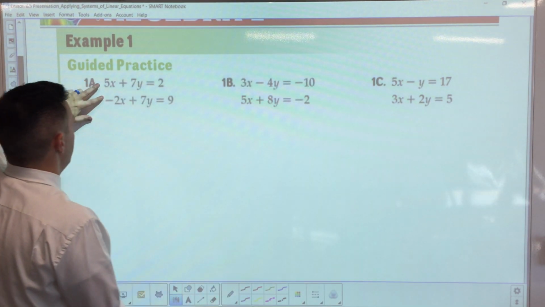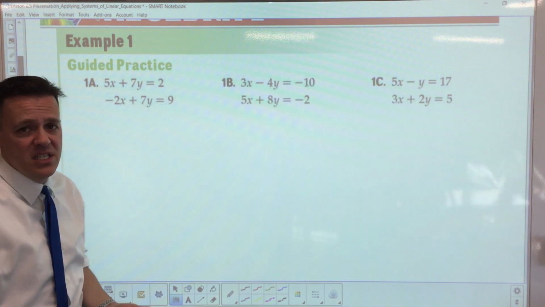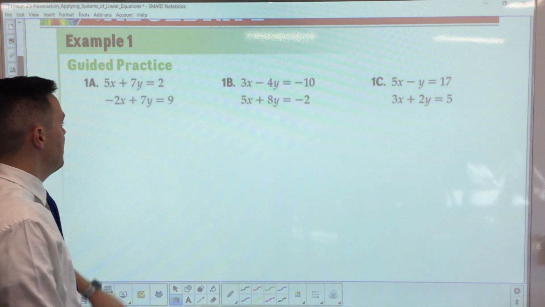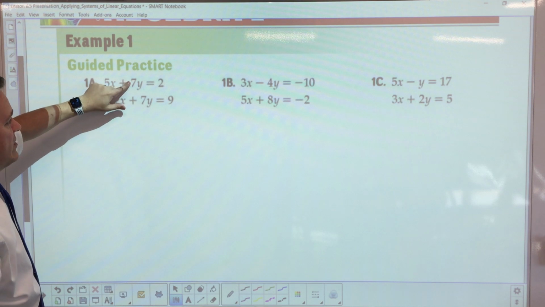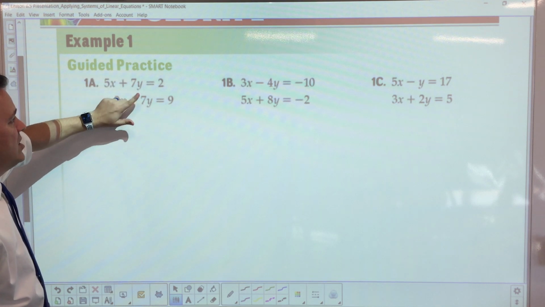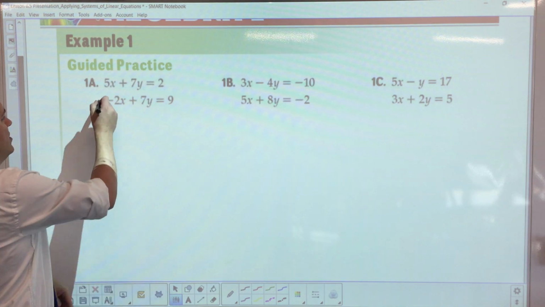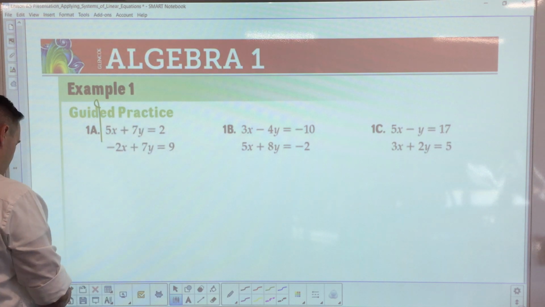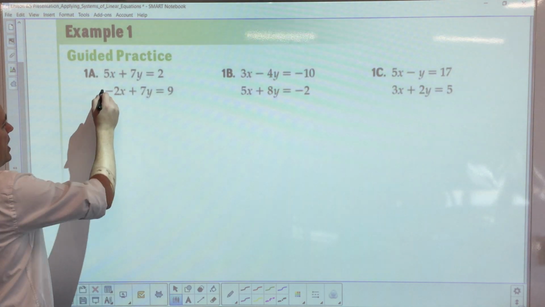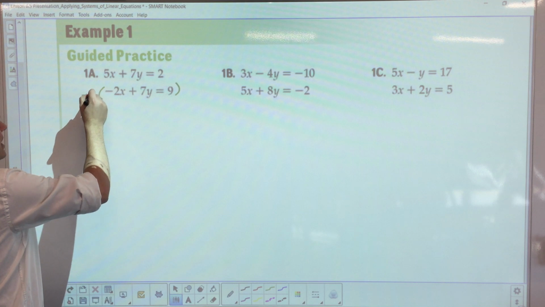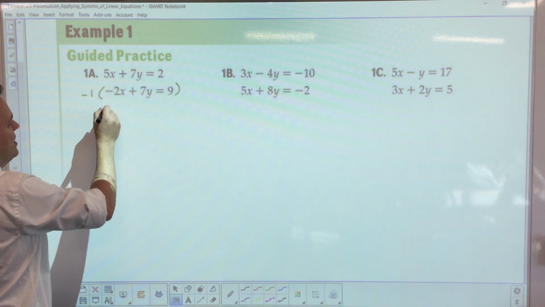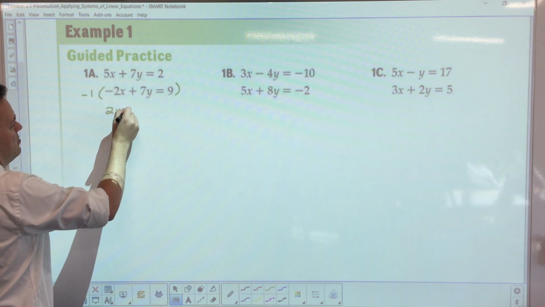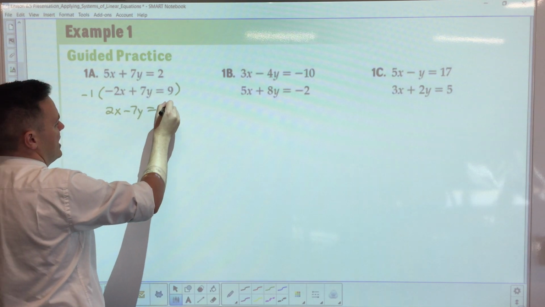So for example, we could eliminate the x values, but are those easy to do? No, they're not. But what's the easiest is the 7s. We have 7 and 7, but they're positive. So you need to make one of these negative. I'm going to do the bottom number real quick, multiply by -1. If I do that, I would get 2x minus 7y equals -9.